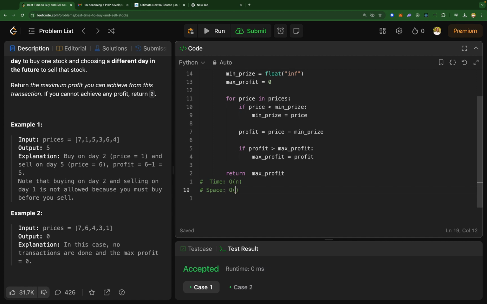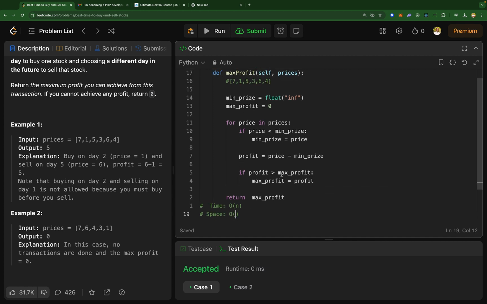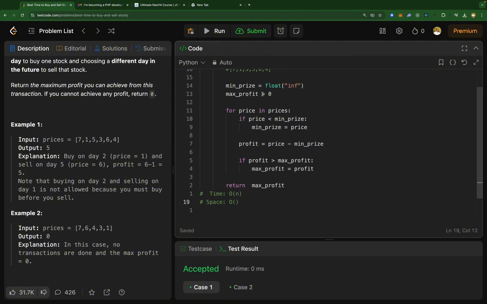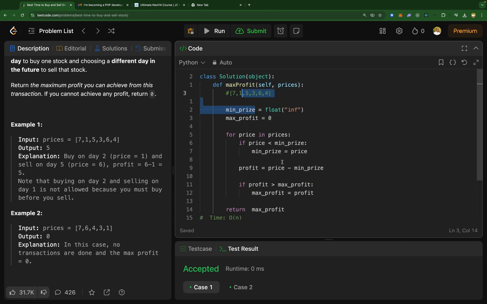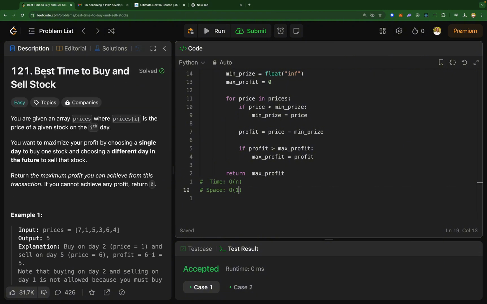The space complexity is going to be big O of... We're not creating any storage anywhere. We're not introducing any data structure. We are only updating max profit and min price. So the space complexity is going to be constant, which is big O of 1. And that is how we solve the question, best time to buy and sell stock.